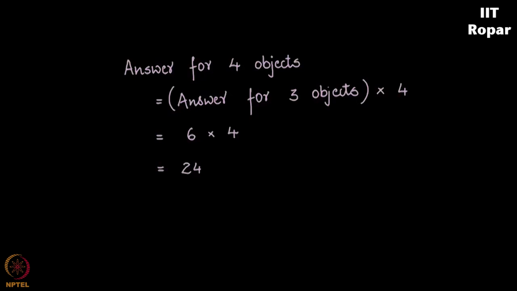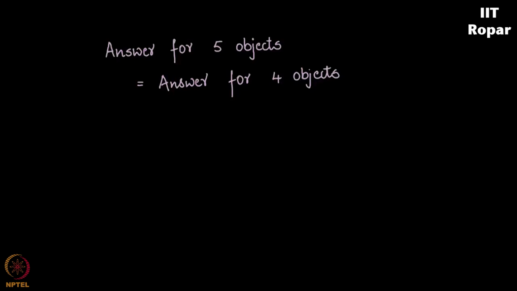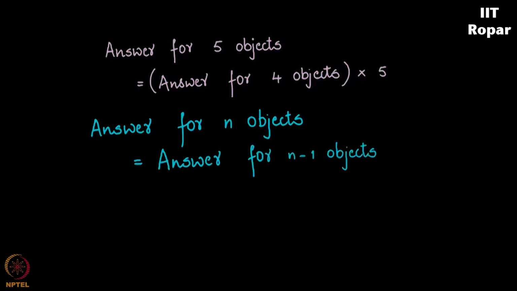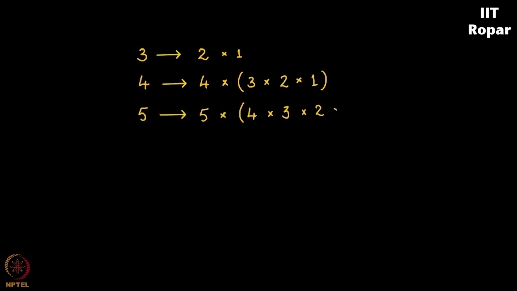So in general, you probably are seeing a pattern that's forming here. The answer for 5 objects is answer for 4 objects into 5. Correct? So answer for n objects in general is going to be answer for n minus 1 objects times n. So for 3 it happened to be 2 into 1. For 4 it turns out to be 4 into answer for 3, which is 3 into 2 into 1. For 5 it's going to be 5 times 4 into 3 into 2 into 1.